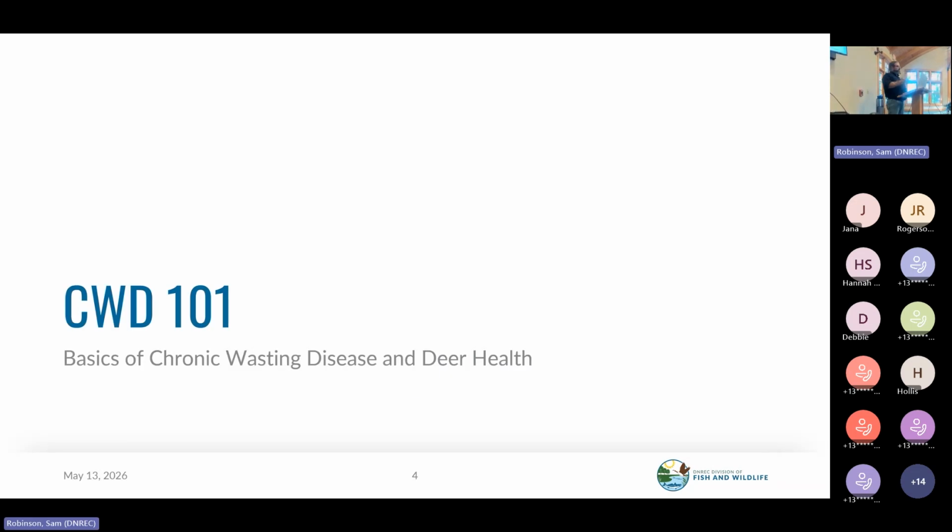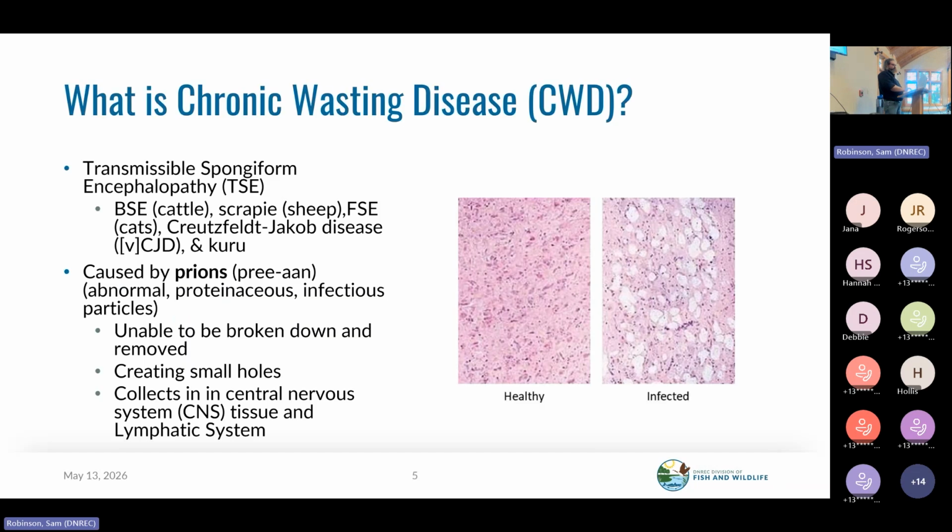CWD 101, what are the basics of what is chronic wasting disease? So chronic wasting disease is a neurological degenerative disease that's within this family here of TSEs. There's different kinds of this. It's caused by what's called a prion, which is an abnormal protein. This protein, imagine a bowl of spaghetti. Proteins are just kind of mixed together, and one protein is abnormal and teaches the other ones to become straight, basically. So you go from a bowl of spaghetti to almost like dried straight spaghetti.